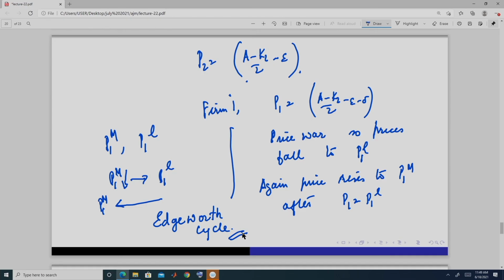Edgeworth is a great economist and he first discovered this cycle. But he did not use any game theory to discover this, because at that time game theory was not there, but he talked about this price competition. And we get this kind of cycle in this situation in case 3a.